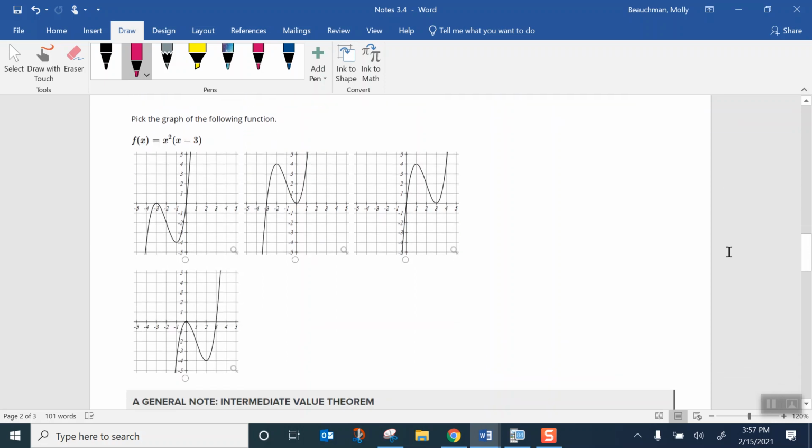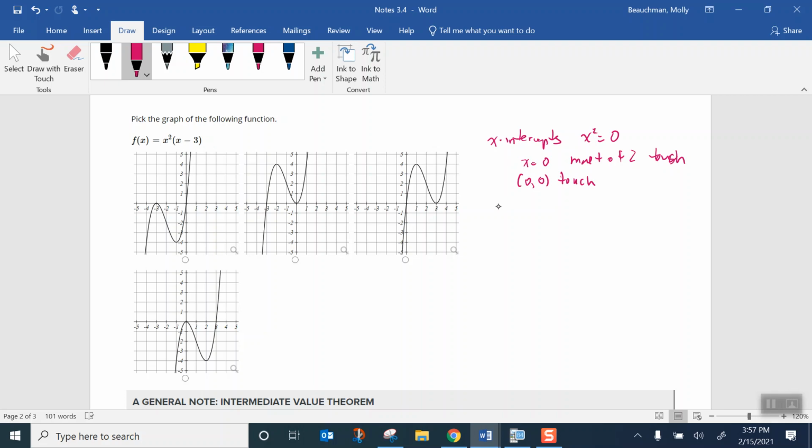So we're going to take a look at a multiple choice. Pick the graph of the following function. So our f of x is x squared times x minus 3. So the x-intercepts are at x squared equals 0, so at x equals 0, with multiplicity of 2. That means our graph is going to touch the x-axis at 0. Okay, so 0, 0 is an x-intercept, and our graph is going to touch there.